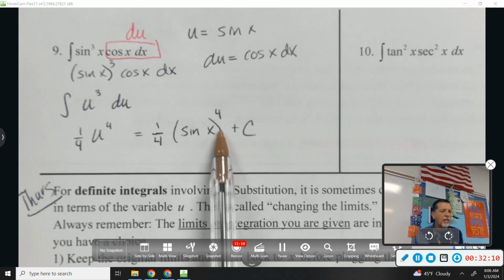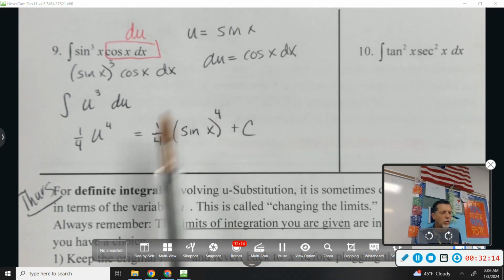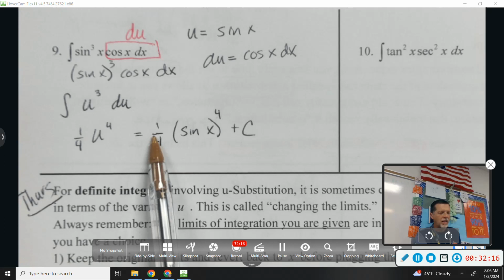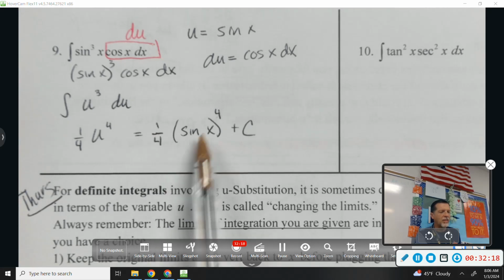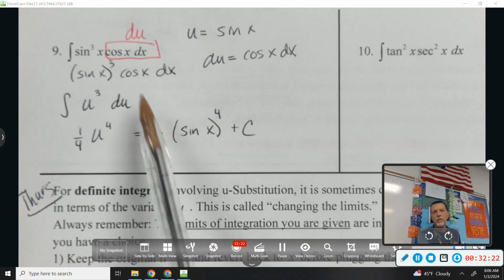And I feel like that one would be easy to check. If you took the derivative of this, 4 times a fourth would go away. And then you'd have sine x cubed, and the derivative of sine would be cosine. So yeah, you'd be right back to where we started.